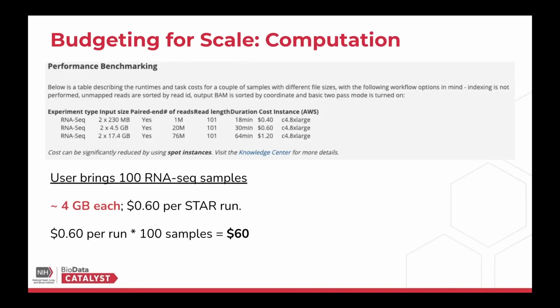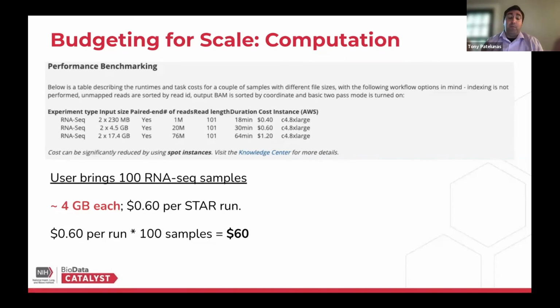Tony, did you want to talk about budgeting for scale just quickly? Yeah, just for a quick minute here. So Tiffany had talked about scaling up in her presentation there on Terra. So there are 2 slides here just as examples for thinking about budgeting for scale. As you think about writing costs into a grant proposal, you need to do some calculations ahead of time. How many samples, what size are those samples, and how much is that actually going to cost? So I have two slides here, one of computation and one of storage.